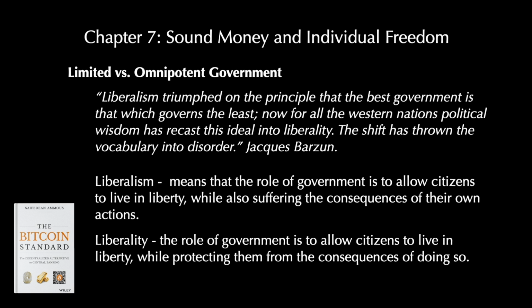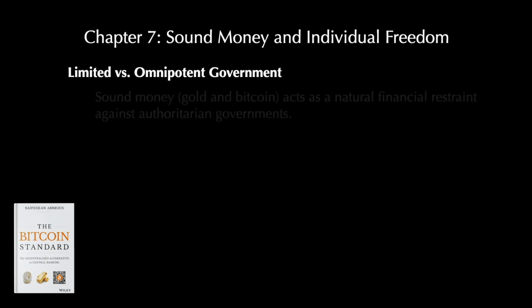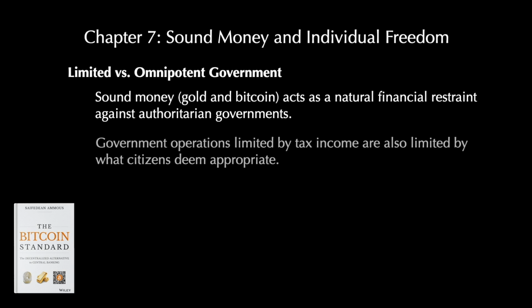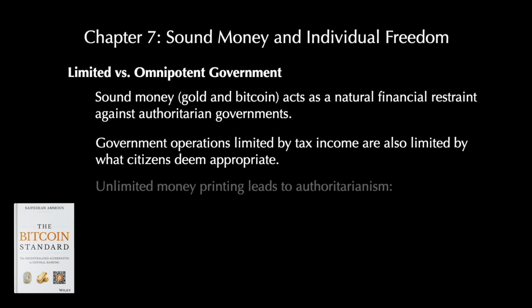The classical ideal of liberalism is only possible in a system of sound money like gold or Bitcoin, because sound money acts as a natural financial restraint against government authoritarianism and overreach. As long as government operations are limited to tax income, they are restricted to what citizens deem appropriate. When governments can print money infinitely, it doesn't really matter what the citizens want, and it inevitably leads to an authoritarian government.